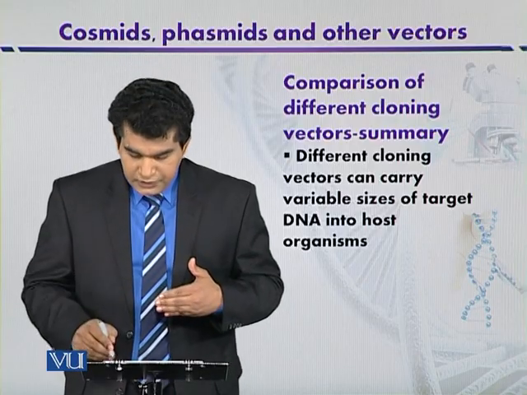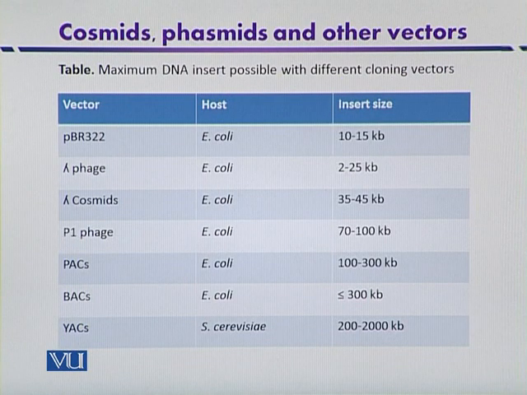Now we can compare them in the form of a table, that is, what is the maximum DNA insert that can be cloned by using different types of cloning vectors. We can discuss pBR322. The host organism is E. coli, and it can clone up to 10 to 15 kilobase DNA fragment.